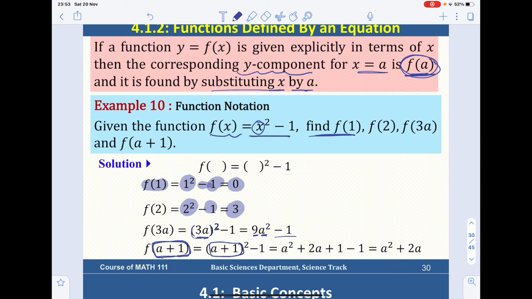Then we will distribute the square. So a squared plus 1 squared plus 2 times a times 1, which is 2a, and this minus 1 is here. So we will just simplify more to get a squared plus 2a. Okay. For example, if we want to find f of -1, in the main equation we will replace x with -1. So we would have (-1) squared minus 1. Now we know that (-1) squared is 1. So 1 minus 1 equals 0.